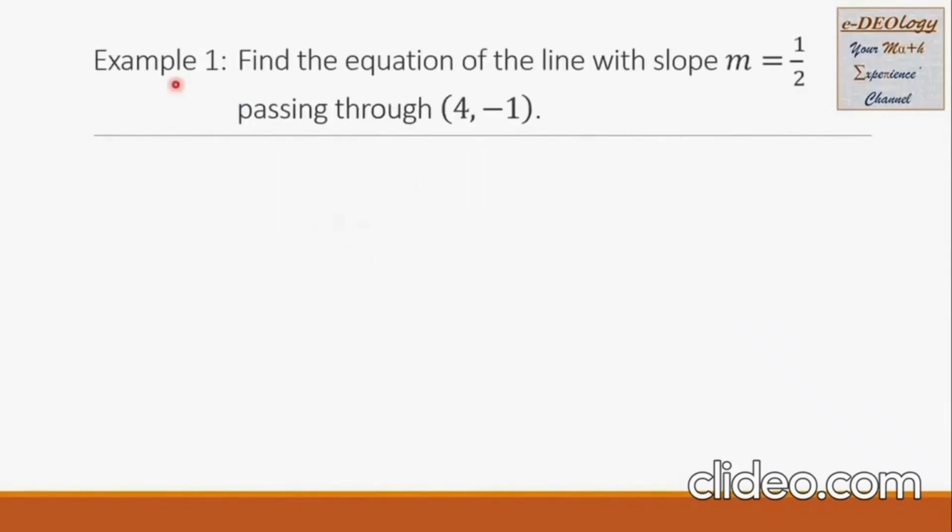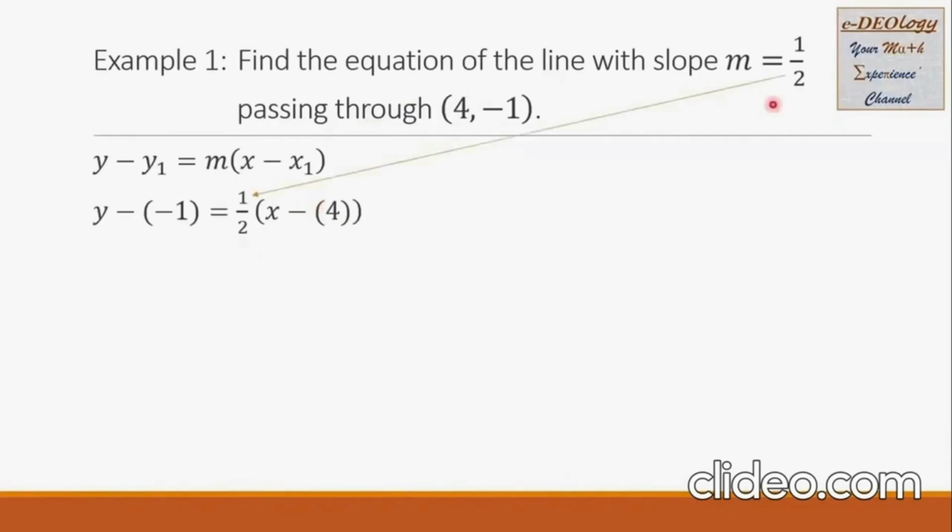Let us have example 1. Find the equation of the line with slope m equals 1/2 passing through the point (4, -1). The point-slope form formula is written here. Then let us substitute the values. The m, the slope, is 1/2, and for the ordered pair of the point, the y sub 1 is -1. The x sub 1 is the positive 4.